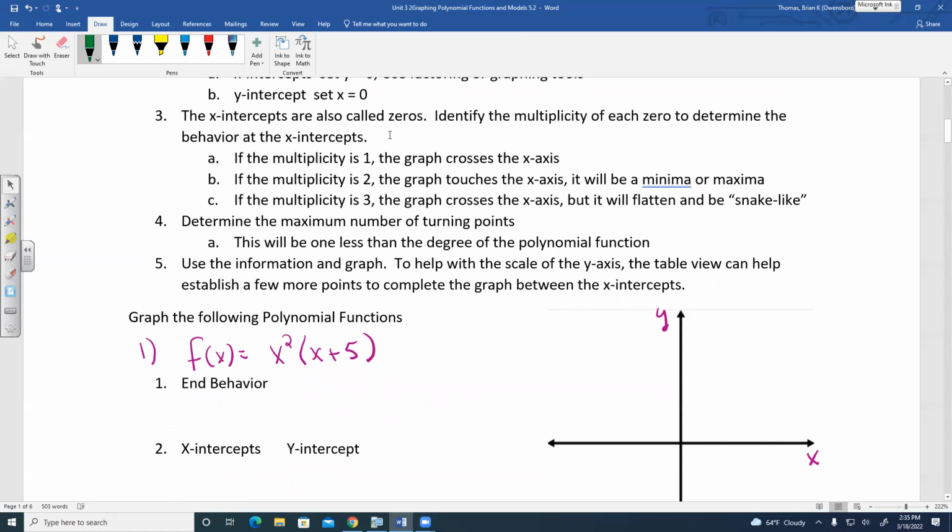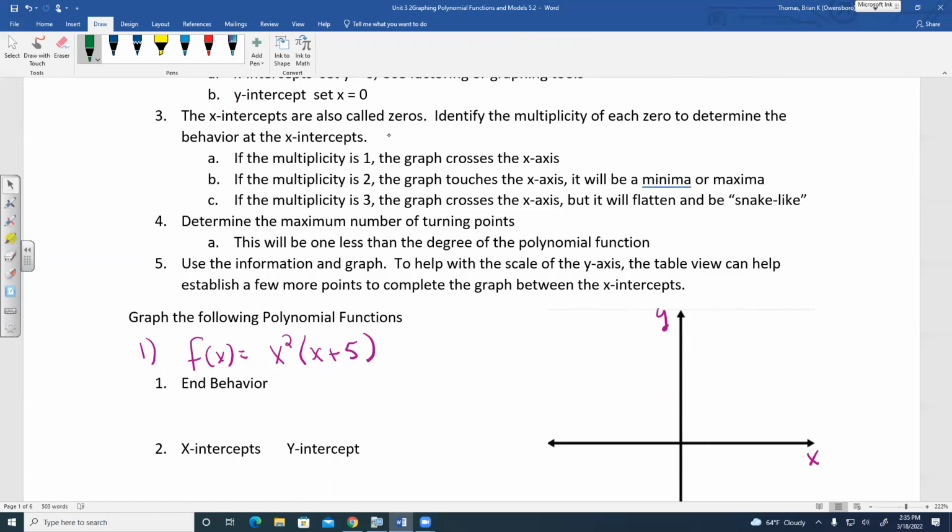So remember, the x-intercepts are also called zeros. So this is where that multiplicity comes in. Identify the multiplicity of each zero, and that's going to determine the behaviors at the x-intercepts. So at the x-intercepts, remember, if the multiplicity is 1, the graph is going to cross the x-axis. If the multiplicity is 2, the graph touches the x-axis. And again, it's going to be a minimum or a maximum depending on how the graph approaches the x-axis. If the multiplicity is 3, the graph is going to cross again, but it's going to be more like a snake. It's going to kind of flatten out.